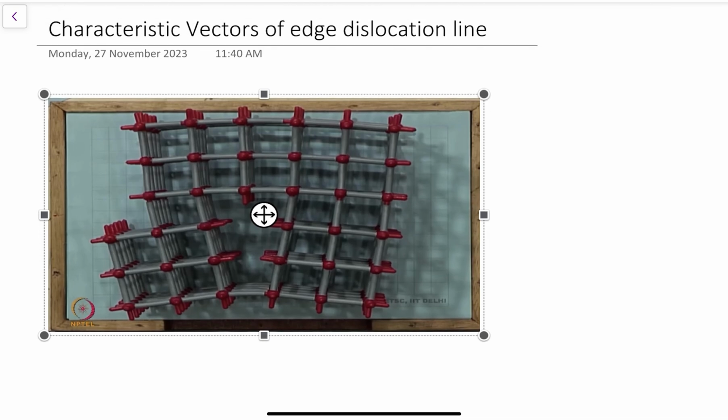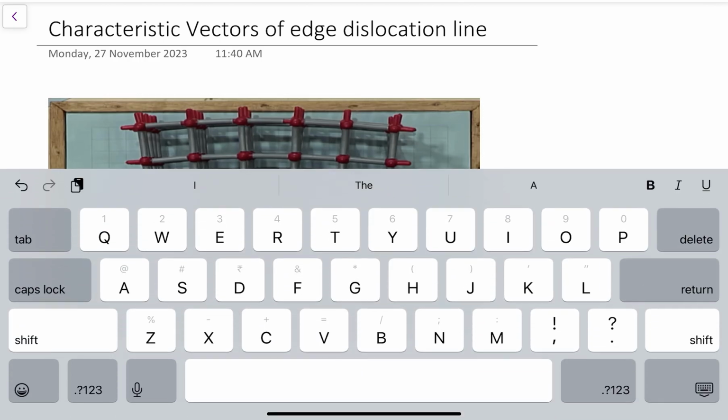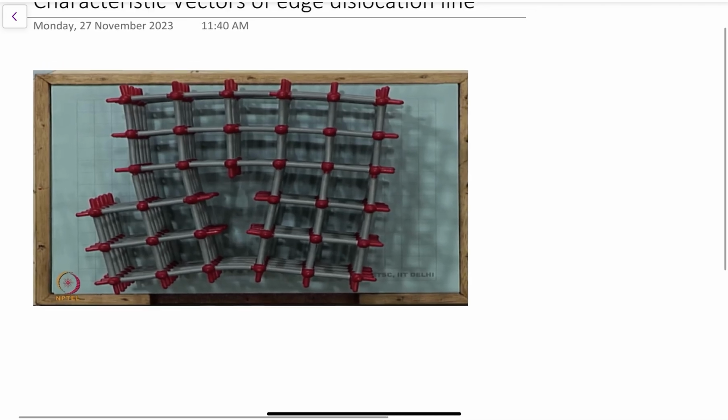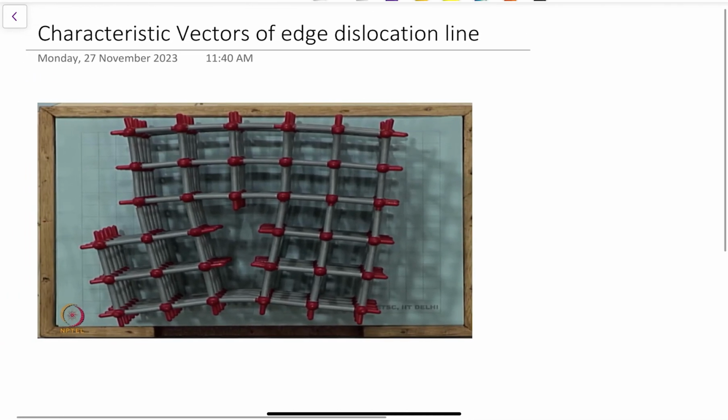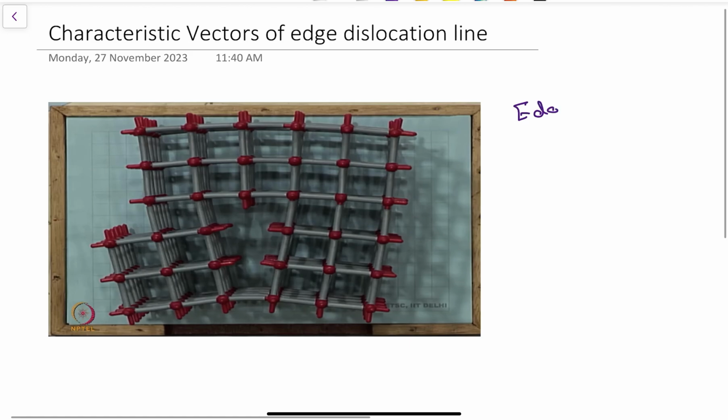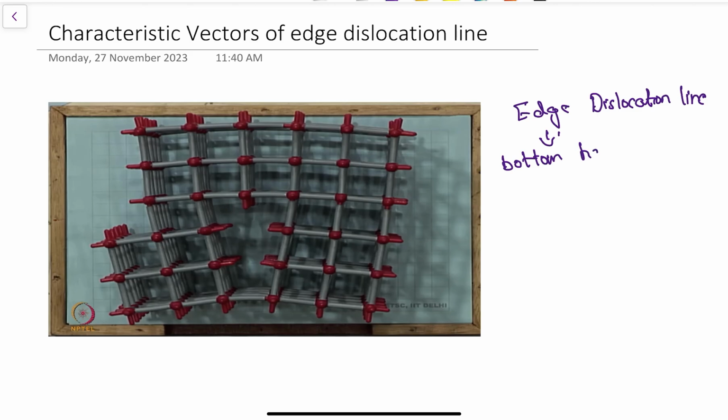Here you can see a three-dimensional picture of this plane of atoms. Earlier, we had discussed the edge dislocation line. We have seen the edge dislocation line has the missing bottom half of an extra half plane. We will call that a line defect.